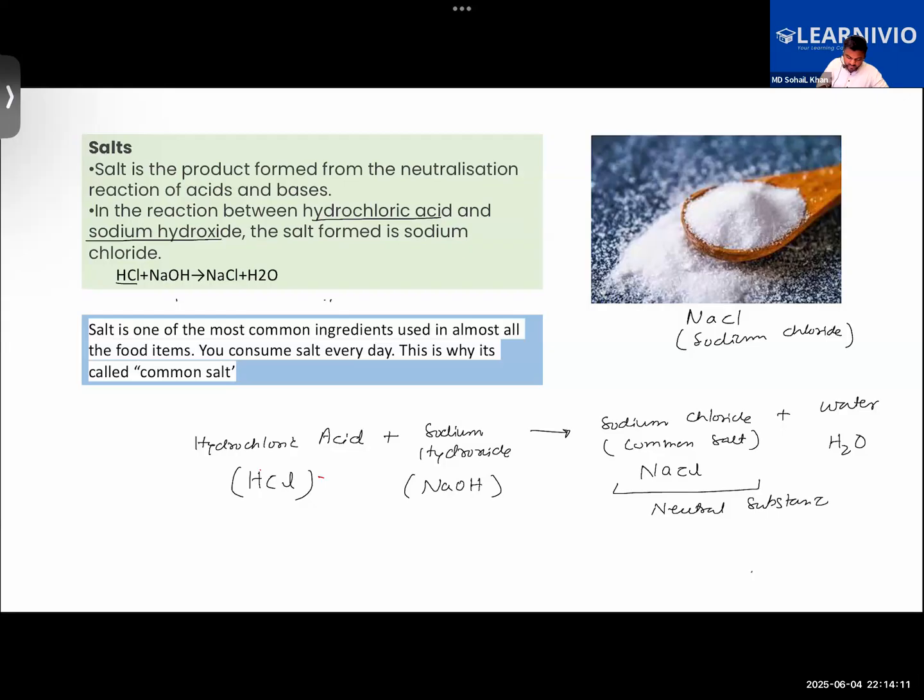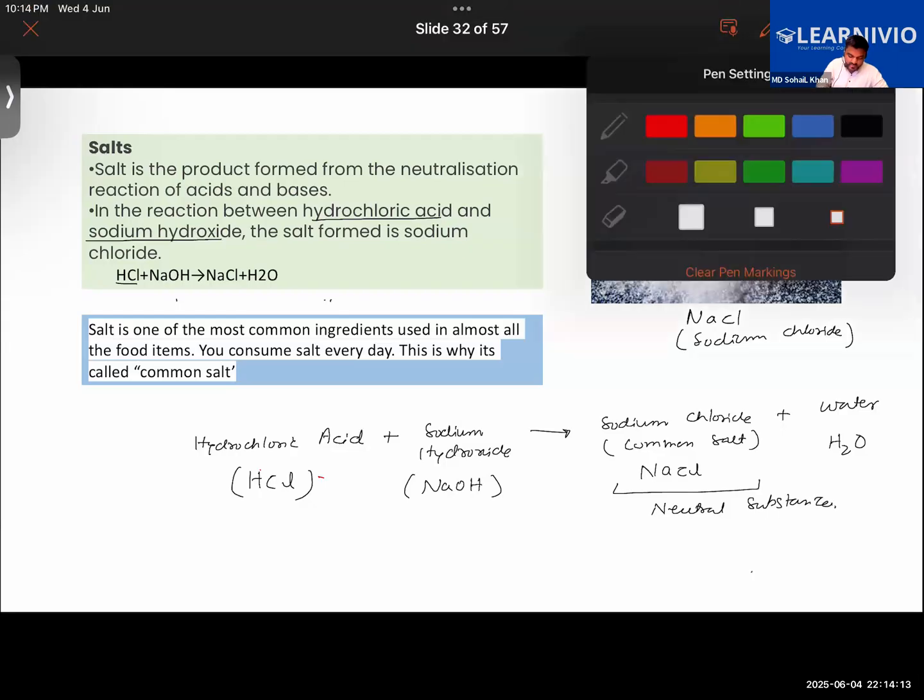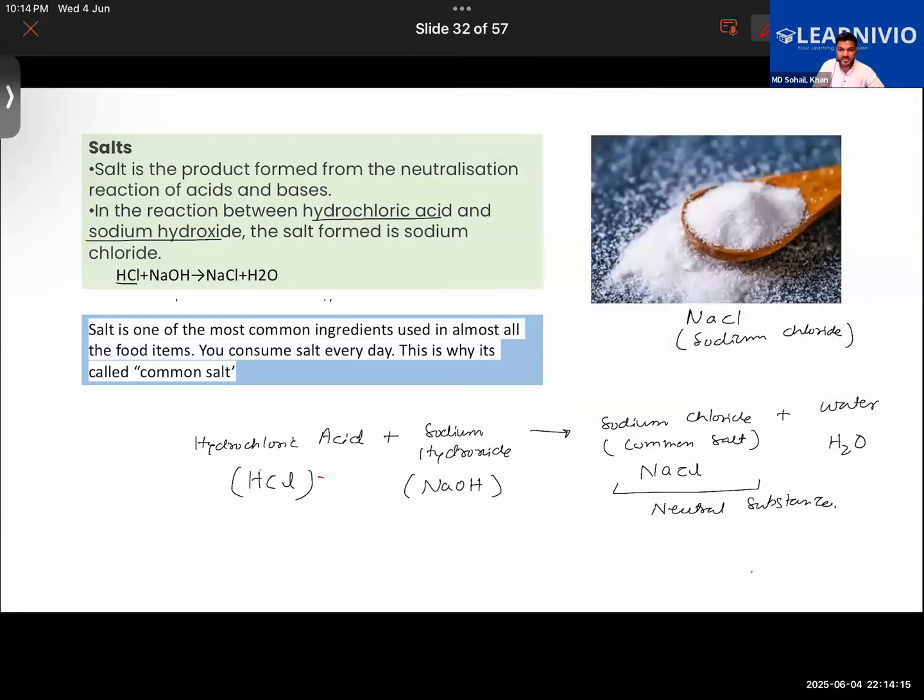Now an important thing you can note down here: a neutralization reaction has taken place, isn't it, Salman? Because in a neutralization reaction, an acid and a base react together. Here you had this acid, and it reacted with the base, and then you got a neutral substance. Along with this, you also got water.